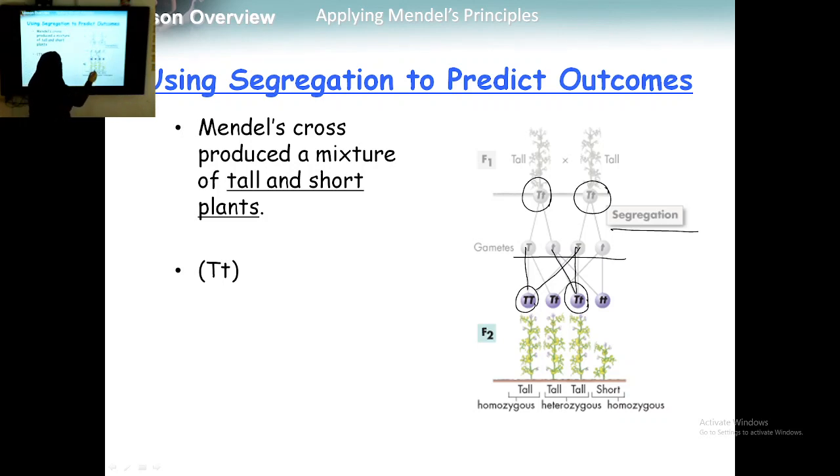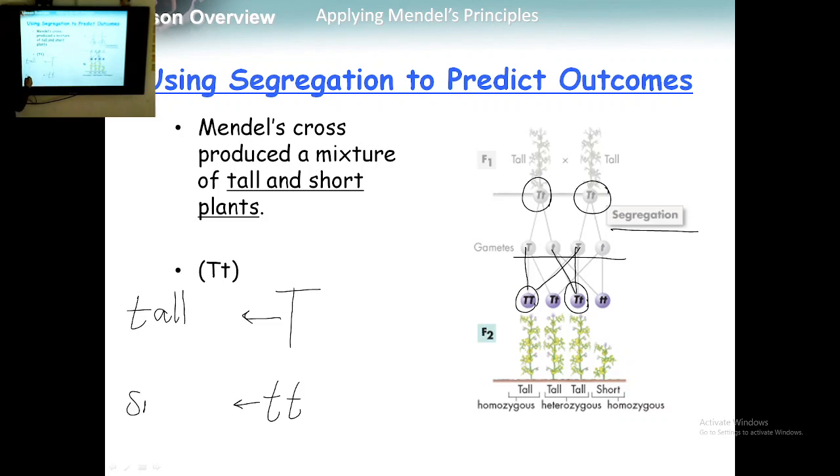The offspring that have T capital will be tall. The offspring that have 2 copies of T small will be short. So you have to know the result from the genotype. What's the phenotype from the genotype? Once we have a T capital, the phenotype will be tall. Once we have 2 copies of T small, the phenotype will be short.